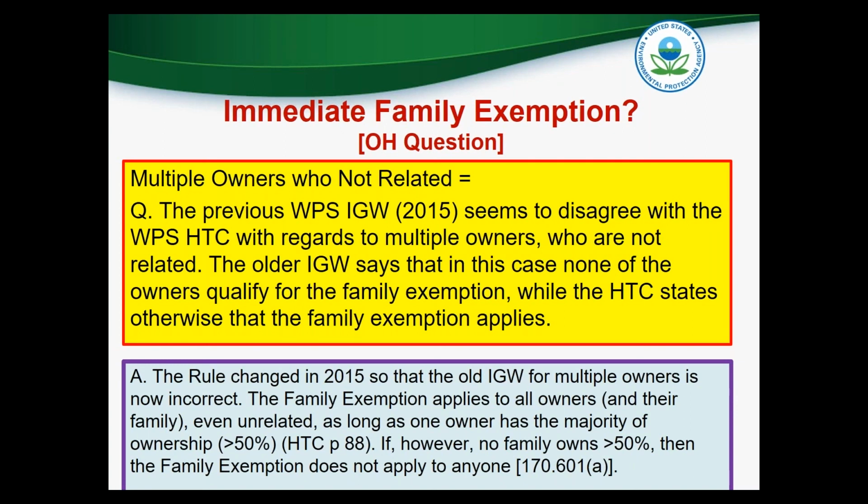So the rule, as was mentioned by Richard, has changed in 2015, so that old IGW for multiple owners is not correct any longer. The family exemption applies to all owners and their family, even if they're unrelated, as long as one owner has majority of the ownership, majority again being greater than 50%. And page 88 of the How to Comply manual also talks about this. If, however, no family owns greater than 50%, then the family exemption doesn't apply to anyone.